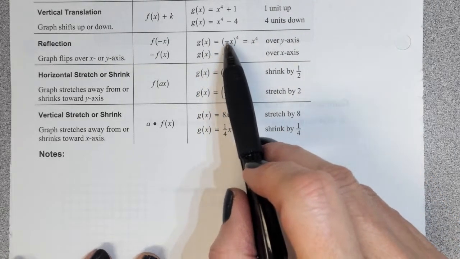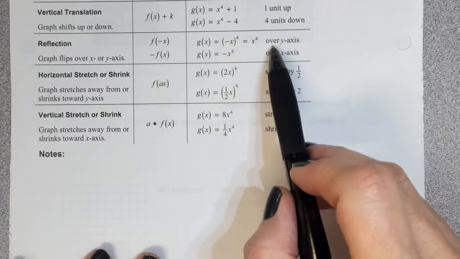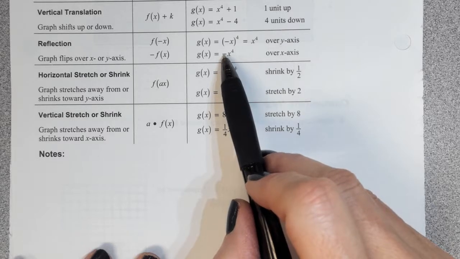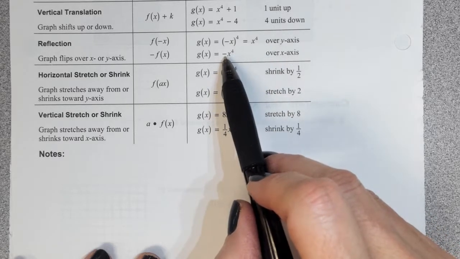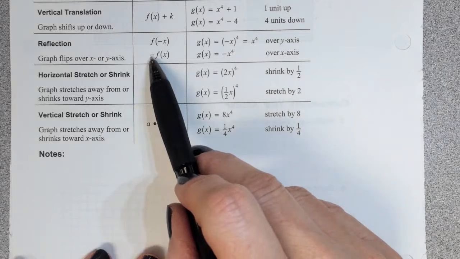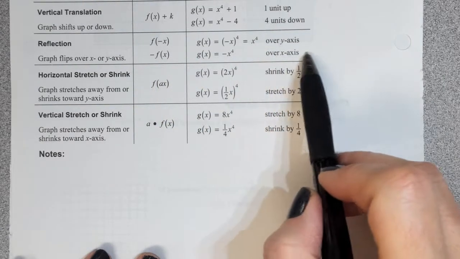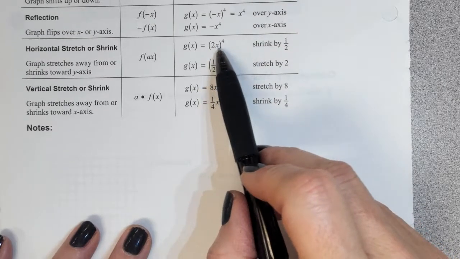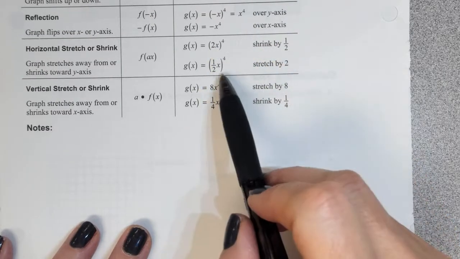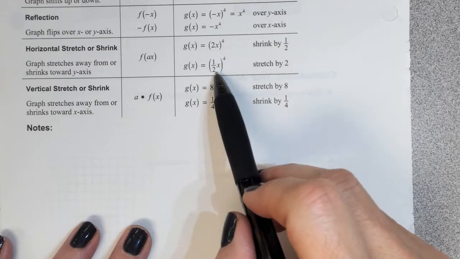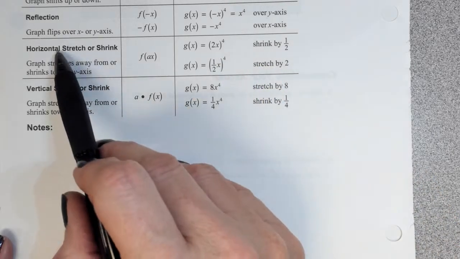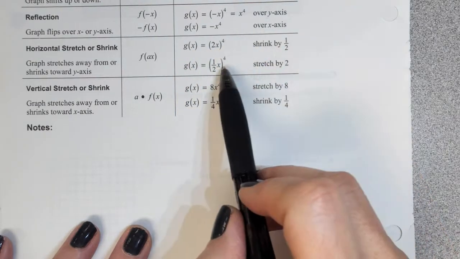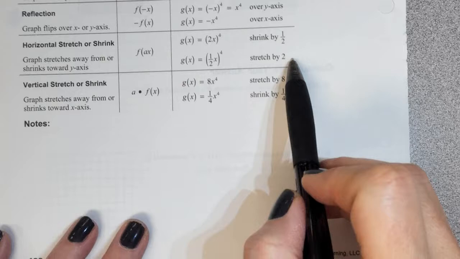If we replace our x with a negative x, that's going to be a reflection over the y-axis. If we multiply the entire function by a negative, negative f of x, that's going to be a reflection over the x-axis. If we replace x with 2x, that's a shrink by 1/2. If we replace x with 1/2 x, that's a stretch by 2, and these are horizontal. So this is a horizontal shrink by 1/2. This is a horizontal stretch by 2.